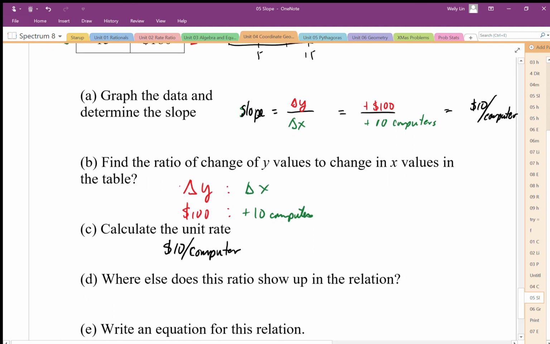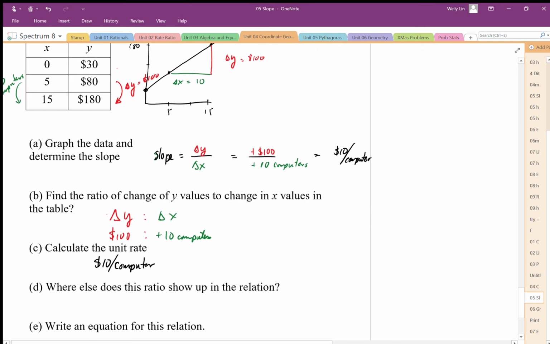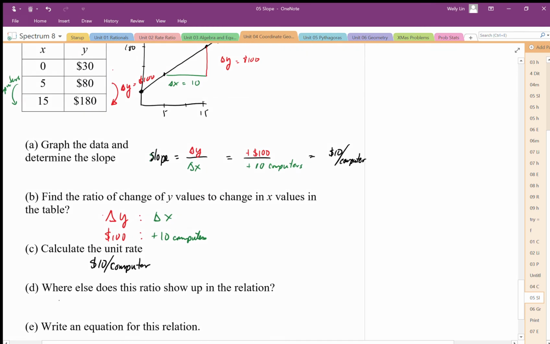So where else does this ratio show up in the relation? It shows up in the triangle, our slope triangle. And also as a rate in this problem.